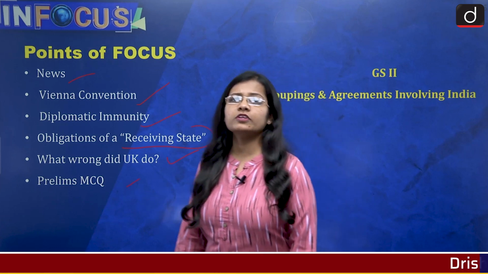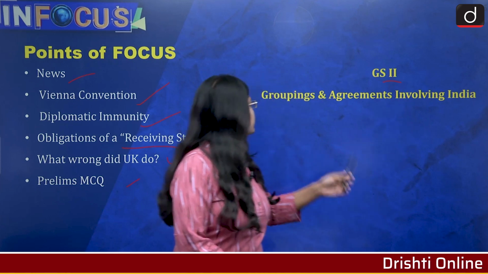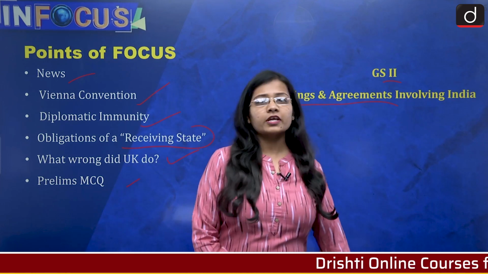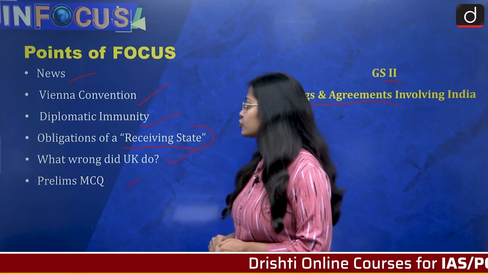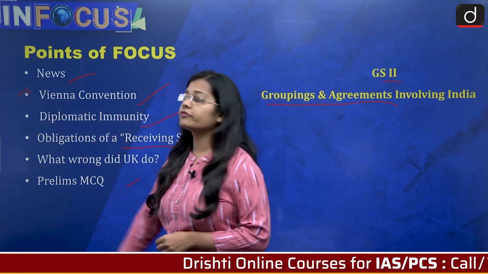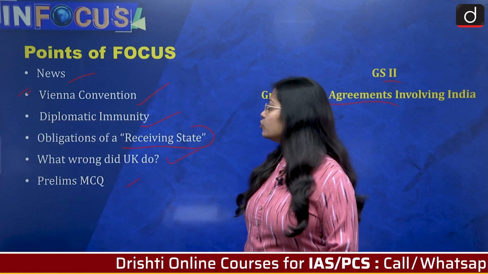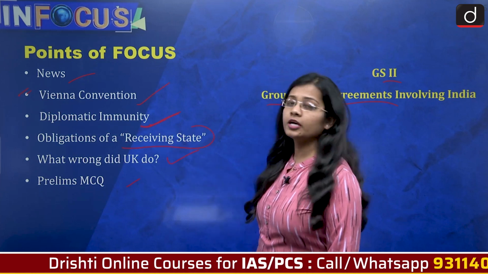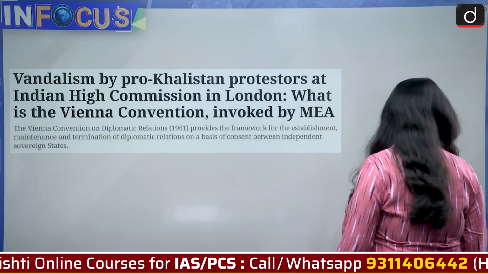This topic is of relevance from General Studies Paper 2, that is groupings and agreements involving India. From an exam perspective, you should know what the Vienna Convention is and what it is related to, and what diplomatic immunity is. So let's get started and see the news.